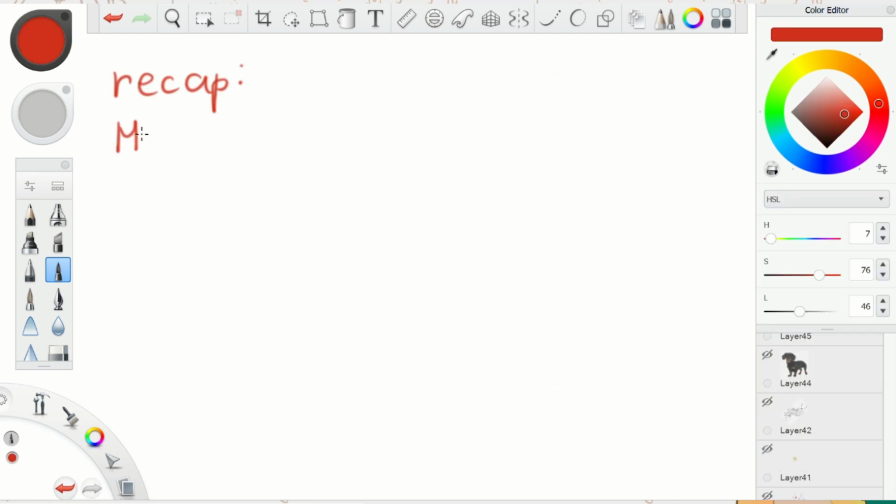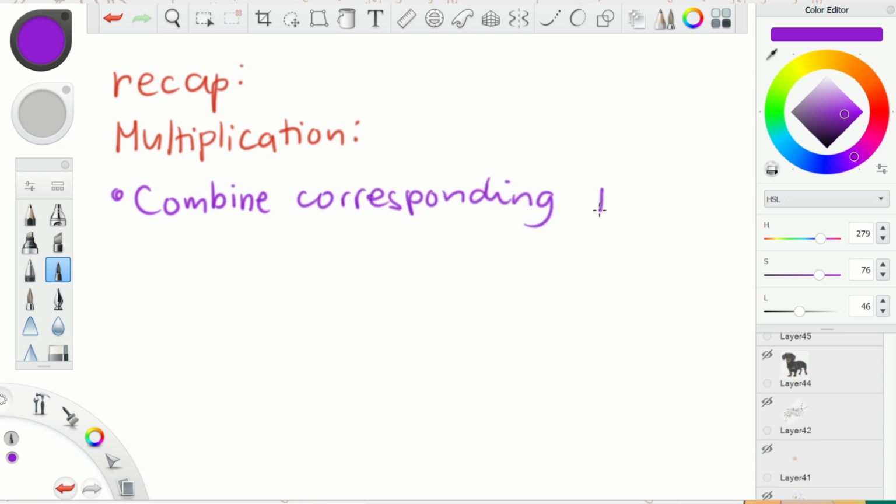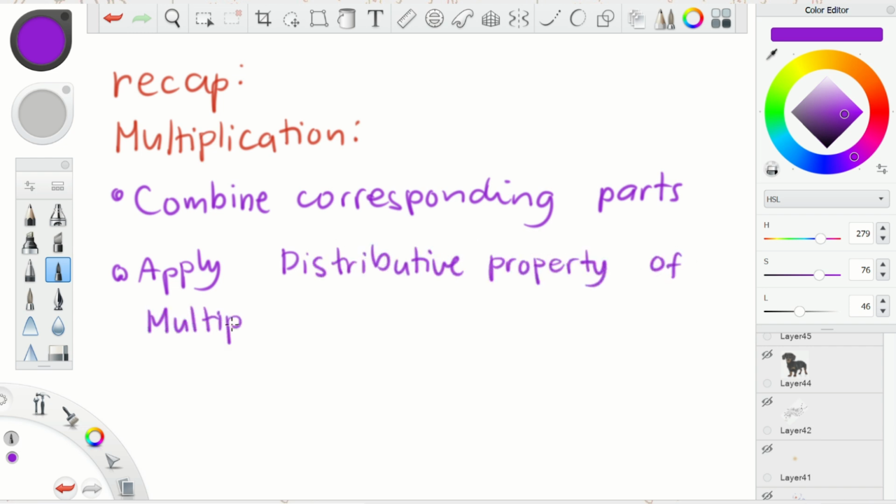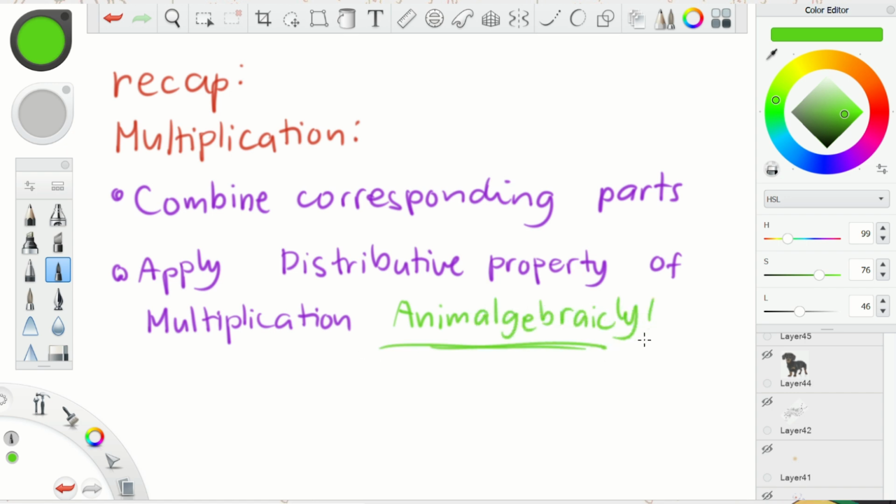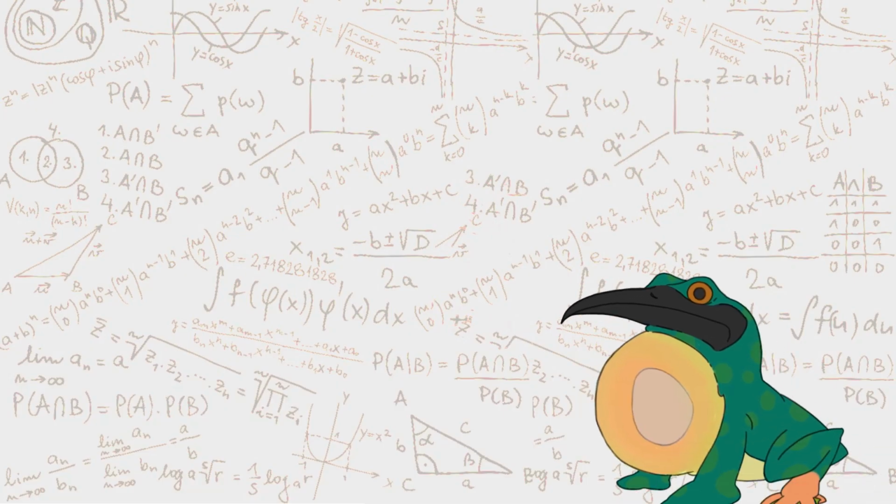So to recap everything, multiplication in Animalgebra means to fully combine the corresponding parts of the animals you are multiplying, and when multiplying varying numbers of body parts between animals, you must apply the distributive property of multiplication animalgebraically. So that's it for multiplication.